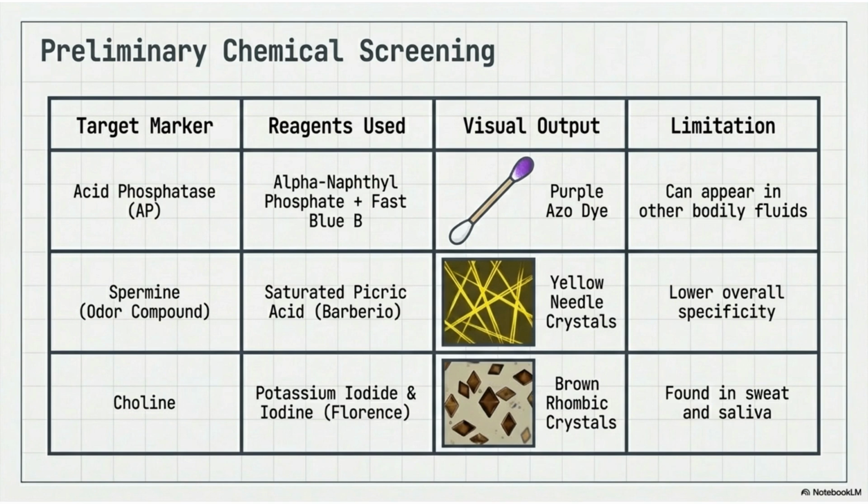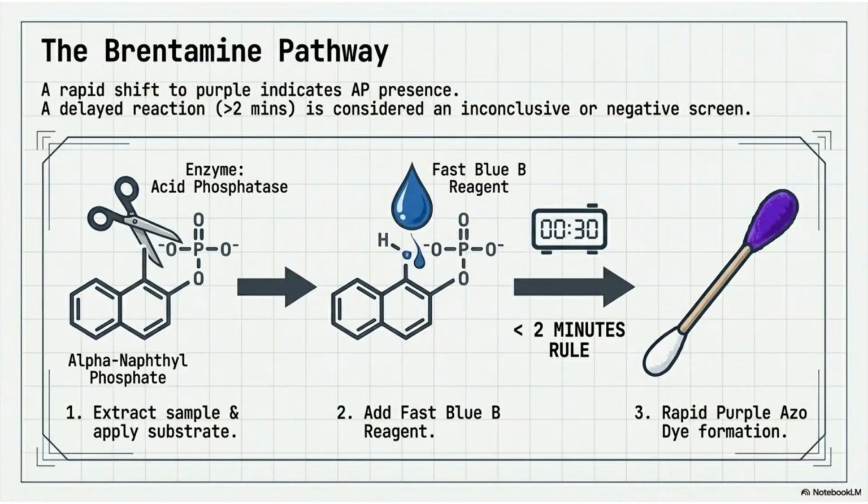Preliminary chemical screening includes tests for acid phosphatase, spermine, and choline. Each test uses specific reagents and yields a distinct visual output, but all have limitations regarding specificity. The Brentamine pathway demonstrates the rapid acid phosphatase test. A rapid shift to purple, indicating the formation of purple azo dye, confirms the presence of the enzyme within 2 minutes.